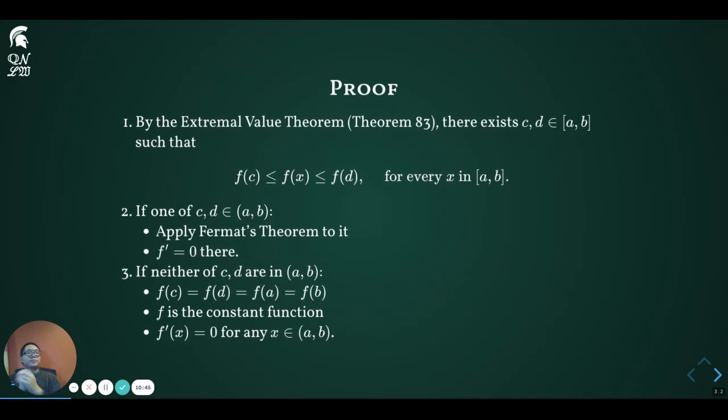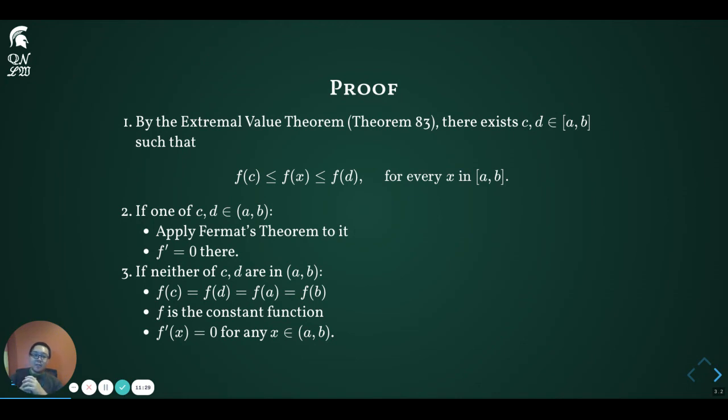Now let's look at the proof. As I mentioned on the last slide, the key idea is to pass the heavy lifting to Fermat's theorem. Since we assume the function is continuous on the entirety of the closed interval AB, we may use the extremal value theorem to say that the function attains a global maximum at some point D and a global minimum at some point C. Now, we're not quite ready to use Fermat's theorem yet, since Fermat's theorem requires the extremal point of the function to be inside the open part of the interval, because we need the function to be differentiable there.